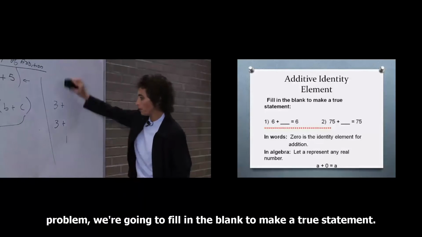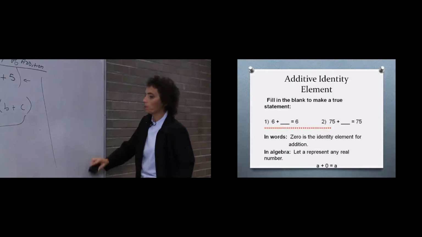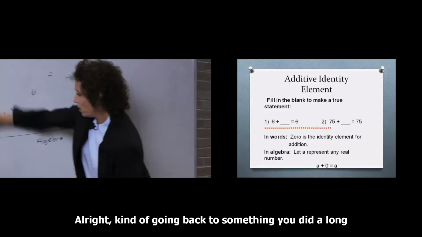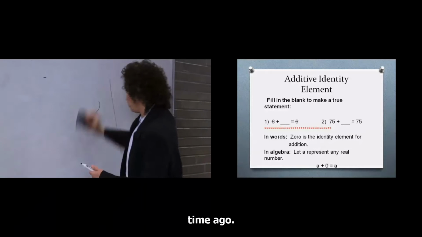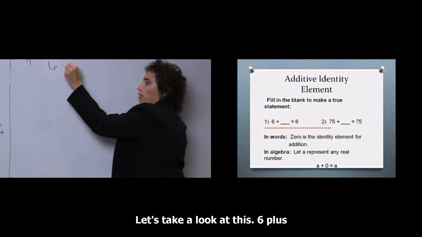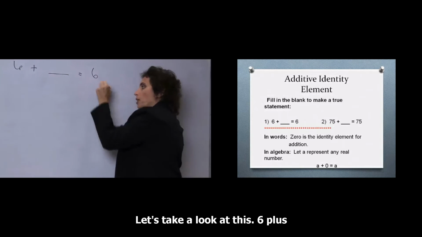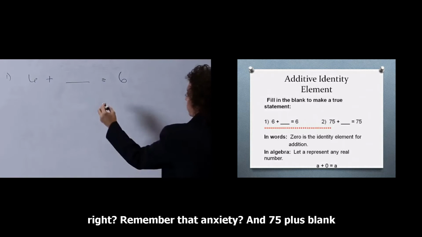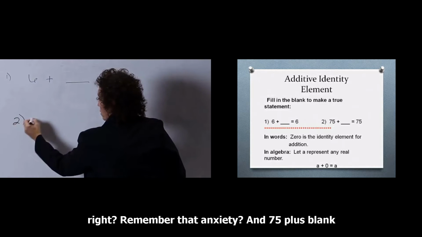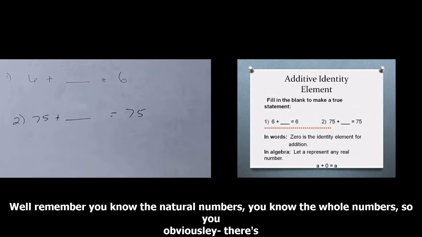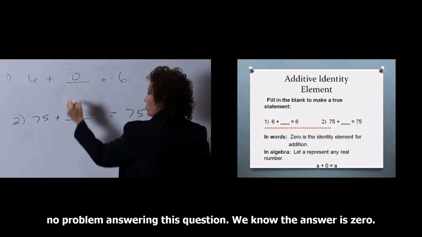All right, now let's take a look at this next problem. We're going to fill in the blank to make a true statement. Kind of going back to something you did a long time ago. Let's take a look at this. 6 plus blank equals 6. I think we're going back to school, right? Remember that anxiety? And 75 plus blank. Well, remember, you know the natural numbers, you know the whole numbers, so there's no problem answering this question. We know the answer is 0.